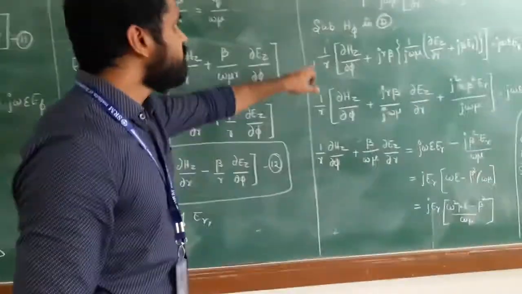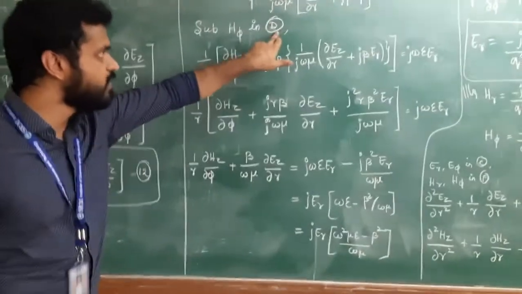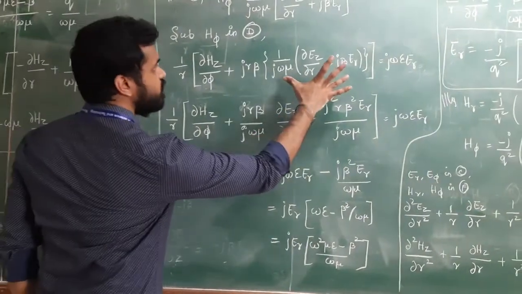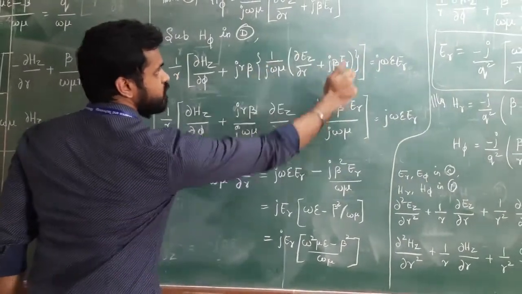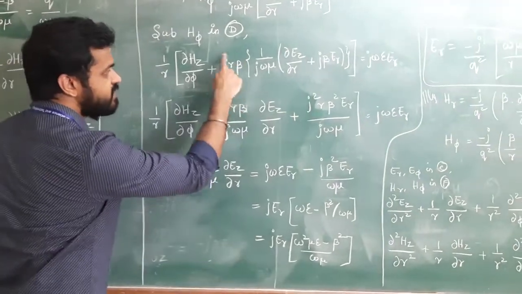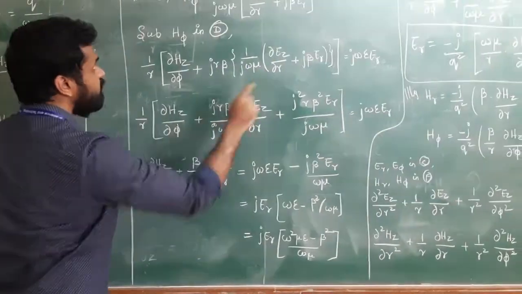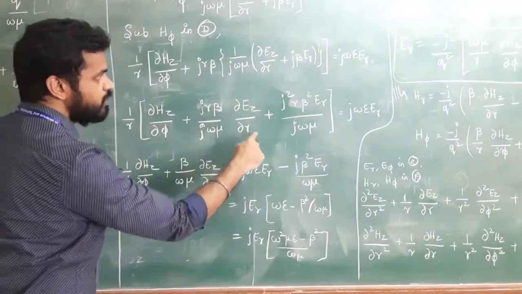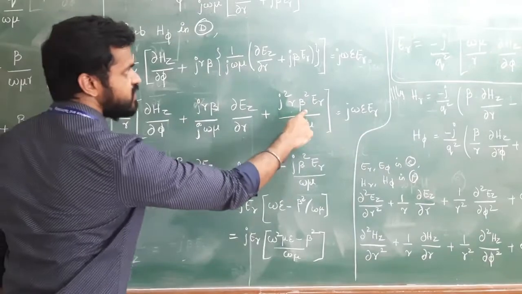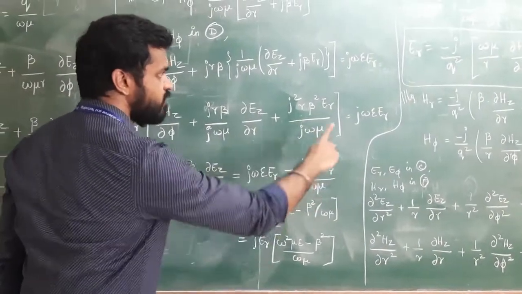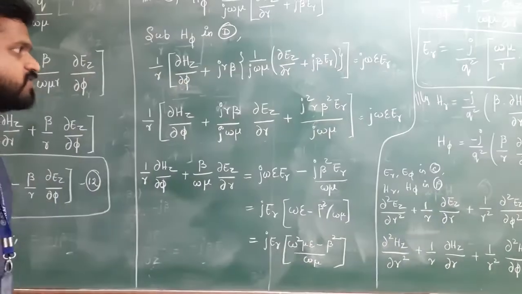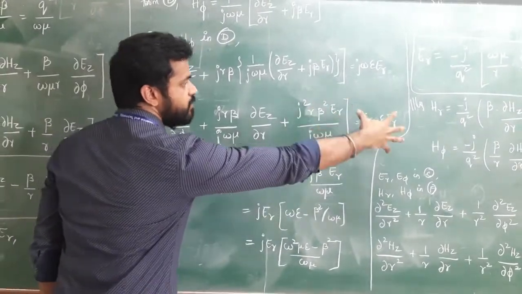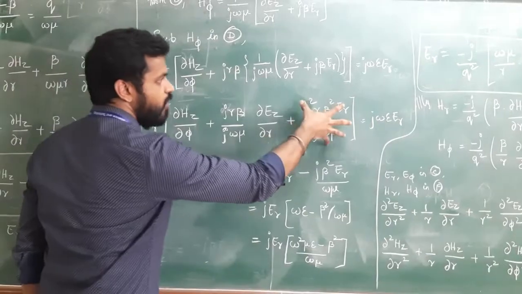So you can see here, we substitute the H phi in the D equation and then we can find the Er value. In terms of H phi, we have replaced the whole components over here and then multiplied j r beta inside the H phi components. So it becomes j r beta by j omega mu dou Ez by dou r plus j square r beta square Er by j omega mu is equal to j omega epsilon Er. After this, once again, we will segregate the components of Er and take them to the right hand side.